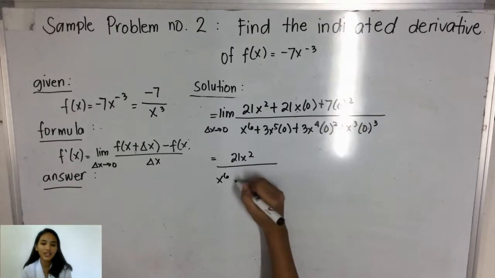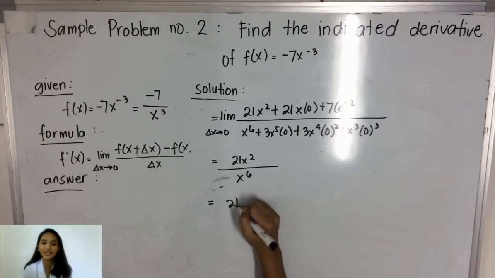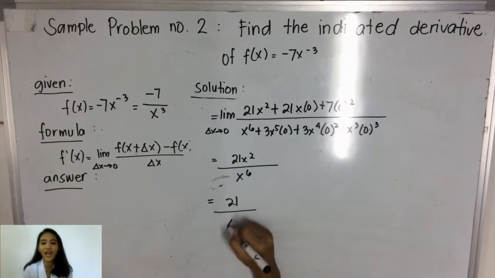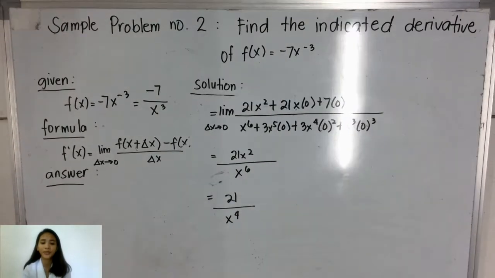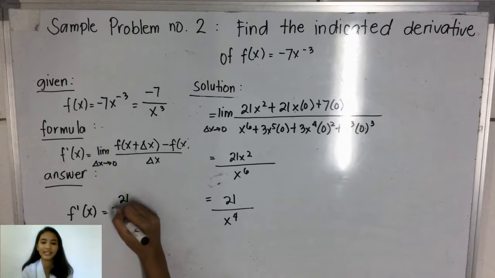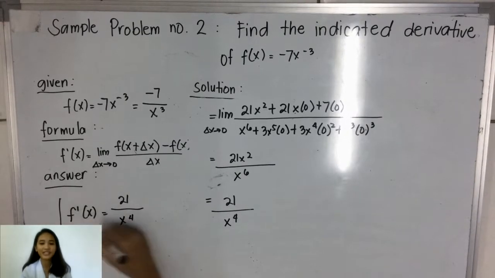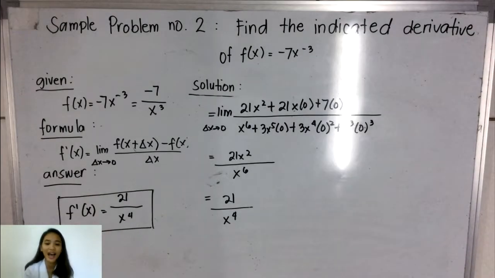Meaning, the derivative of the sample problem f of x is equal to negative 7x raised to negative 3 in totality results in f prime of x is equal to 21 over x raised to the 4th power. Again, solving for the derivative seems to be long, but it is truly easy. Using the formula f prime of x is equal to the limit of f of x plus delta x minus f of x over delta x as delta x approaches 0, we can simplify the derivation of any given equations. Like the answer 21 over x raised to the 4th power, we could still obtain more derivations from this.